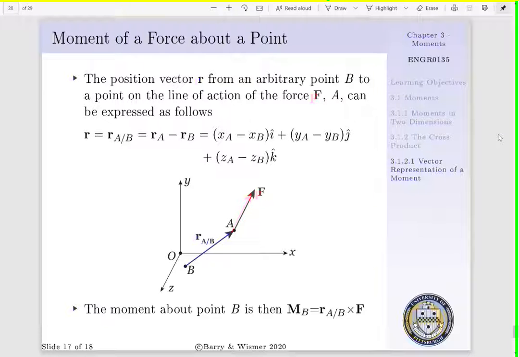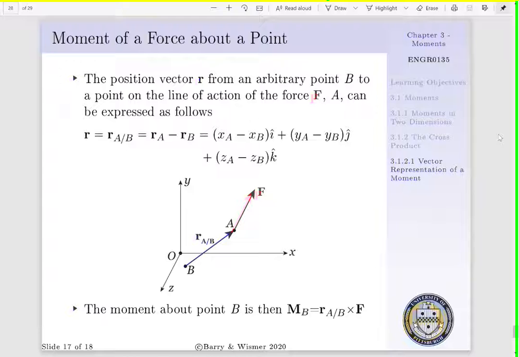Now, in our previous examples, we were taking our moment of force about point O. It doesn't always have to be about point O. That is, we can take our moment of force about an arbitrary point within our system, say B. And if our force is applied at point A, we can define a position vector, R_AB, based upon a position vector going from point O to A, less a position vector going from O to B.